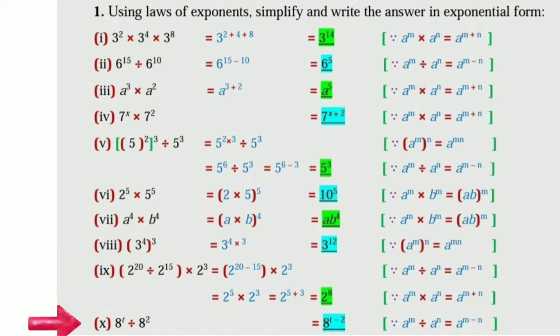Now 10th one, 8 raised to t divided by 8 square. So the answer is 8 raised to t minus 2. The formula used is a raised to m divided by a raised to n is equal to a raised to m minus n.